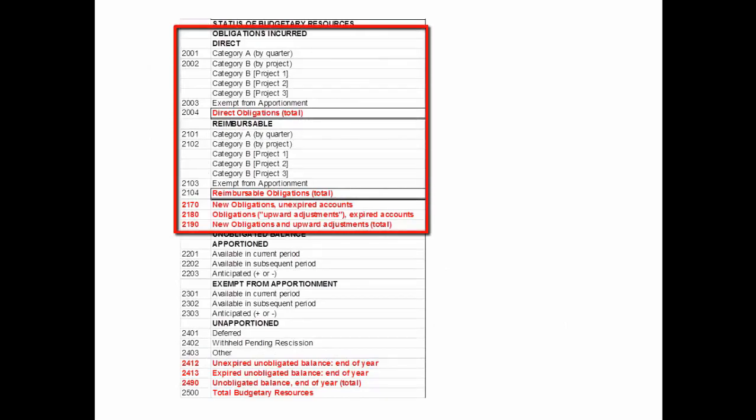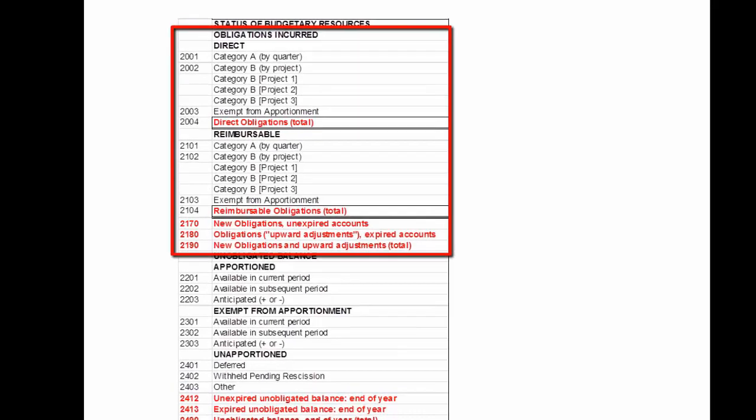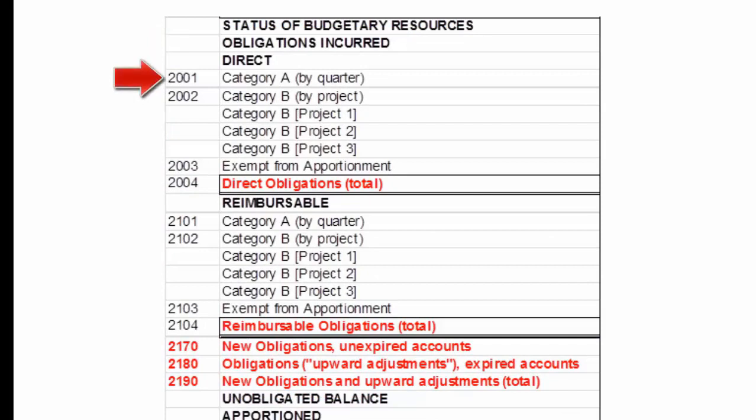First, we'll focus on obligations that have been incurred. Line 2001 reflects direct Category A obligations, that is, by quarter. Line 2002 reflects direct Category B obligations, listed by project or activity. Line 2003 reflects direct obligations that are exempt from apportionment. You probably won't see this line used very much, since few HHS accounts are exempt from apportionment.